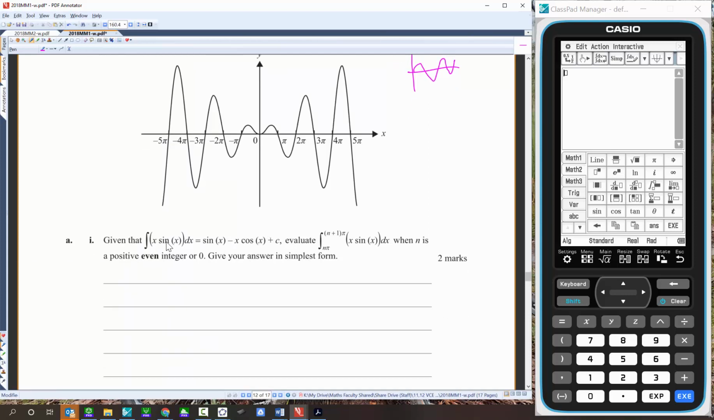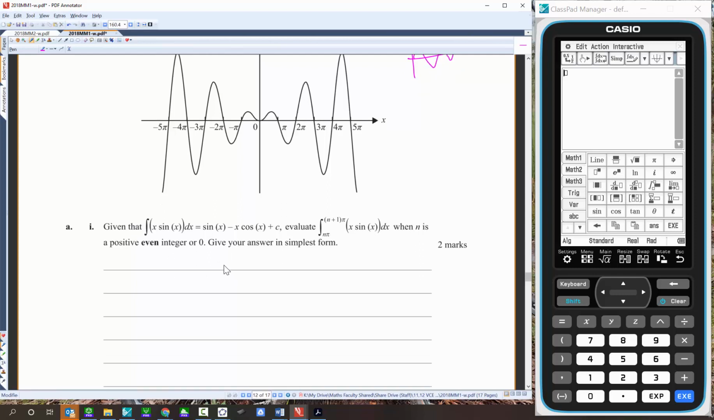So given that the integral of x sine x equals that, can you do that integral when n is a positive even integer or 0? Okay, I can. So let's try 0 first and see what happens. What I want to do is evaluate this. That's the antiderivative there, sine x, take away x cosine x. Let's pop 0 in for n. So that's 1, that's pi, and 0, that's 0.